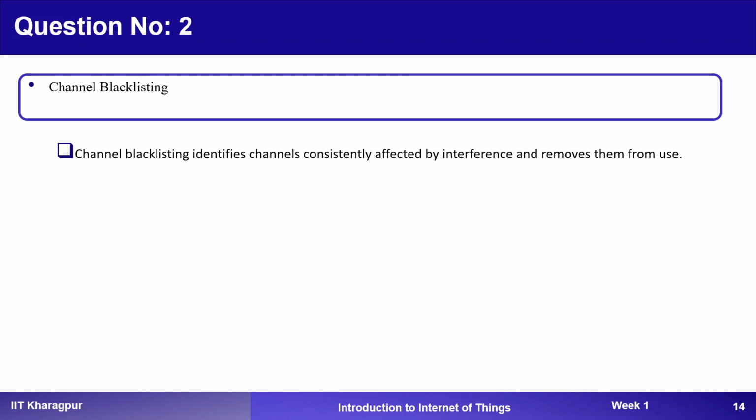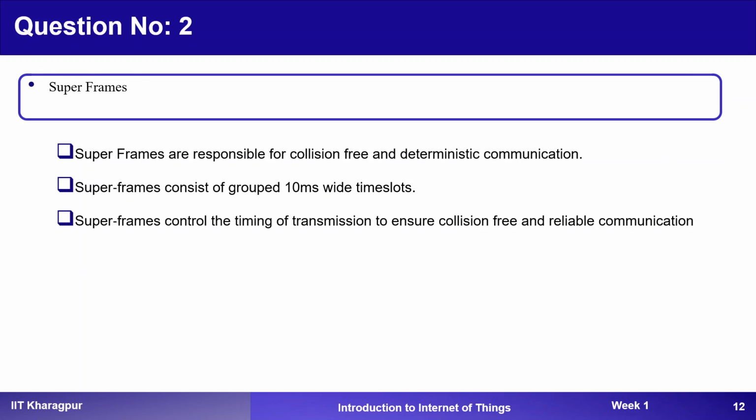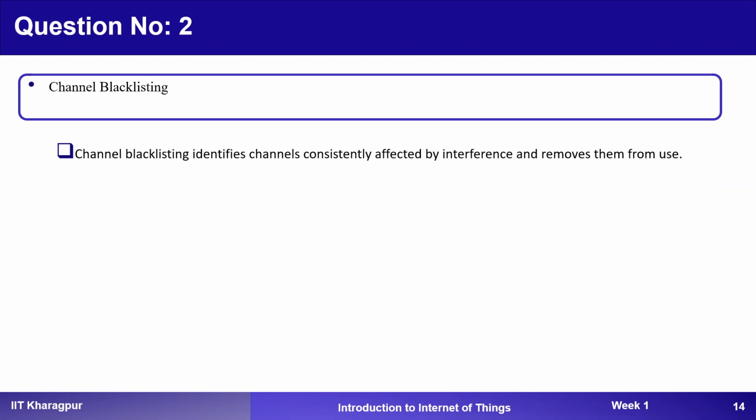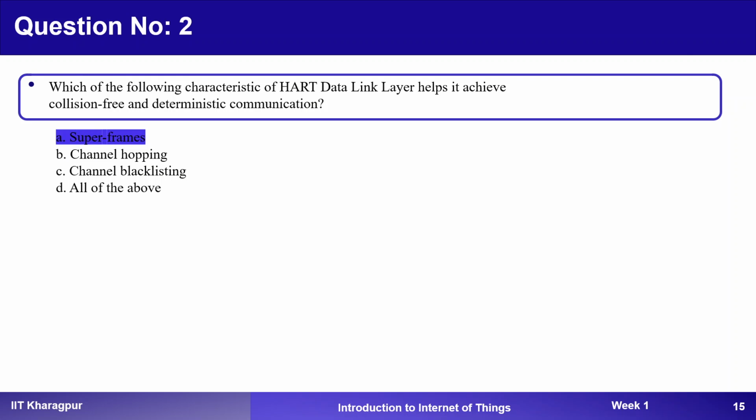Then the third one is channel blacklisting. Here also the name suggests, it means to blacklist the channel, right? If some channel is consistently facing interference, then we have to remove that channel from use, and this process is called channel blacklisting. So out of those three terms, channel hopping, super frames, and channel blacklisting, the super frame is used to achieve collision free and deterministic communication.